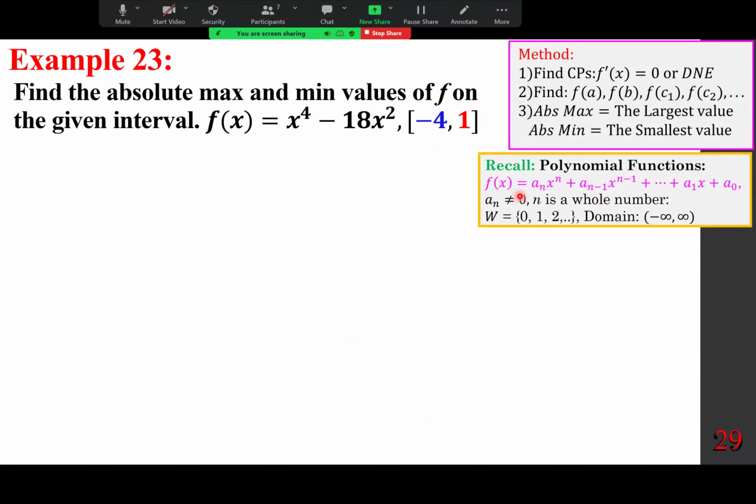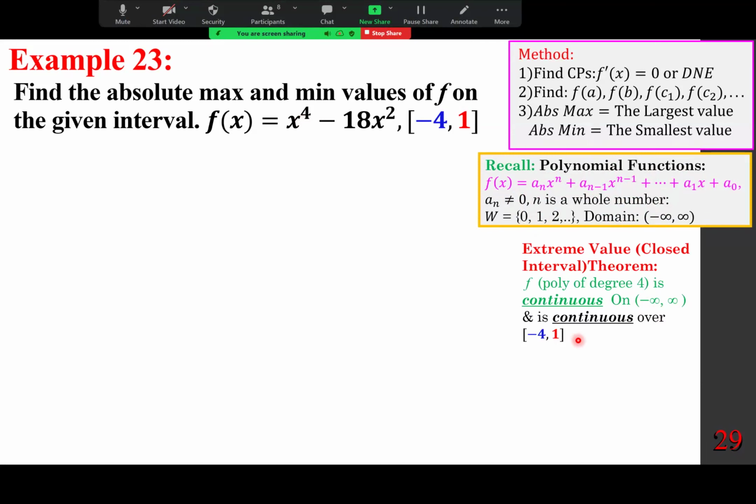F of x, or sometimes they call it P of x, is a sub n x to the power of n plus a sub n minus 1 x to the power of n minus 1 all the way to a sub 0, where a sub n can't be 0, and all of these exponents are whole numbers. Whole numbers are 0, 1, 2, to infinity. Any polynomial of any degree has a domain of negative to positive infinity, which means it's continuous from negative to positive infinity. This is a polynomial of degree 4, and therefore it's continuous in the given interval. Therefore, we can use this method.